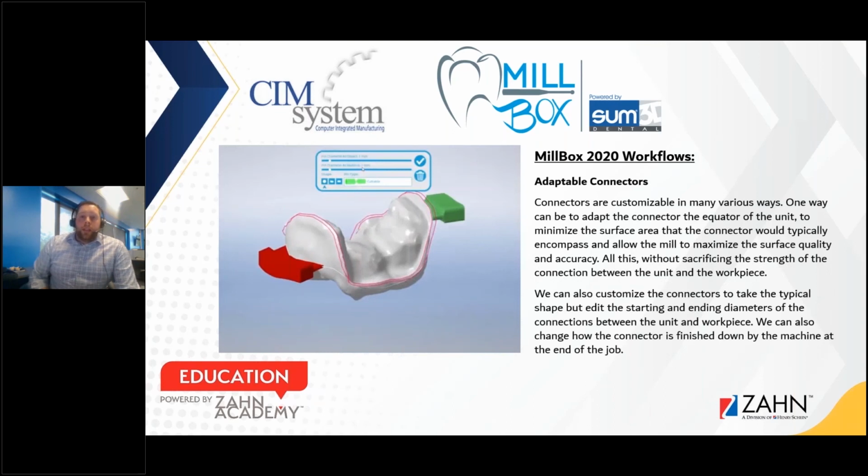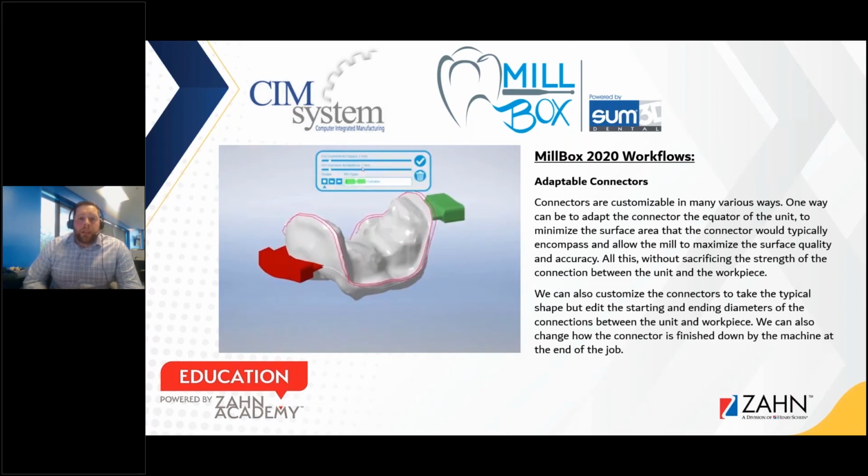The next thing that I wanted to talk about in Millbox 2020 was the connectors. A big thing with connectors is that we always see them as a stable and integral part of holding the unit in the puck. But sometimes they can envelop areas that we don't want them to envelop, which prevents us from accurately milling those areas, or makes us post-process those areas to get them down to the perfect shape we had designed or intended the unit to have.